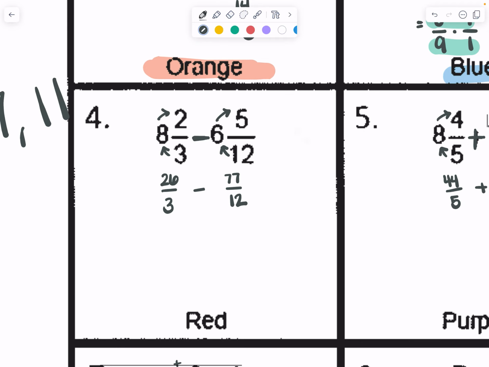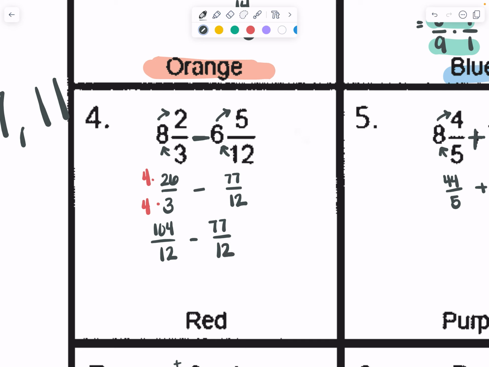All right, number 4, again, I already converted them to mixed numbers. So I've got 26 over 3 minus 77 over 12. Another good one because I can multiply just one fraction to make it match the other. I don't have to multiply both fractions like we saw up in the example. So 26 times 4 is going to give me 104 over 12 minus 77 over 12.